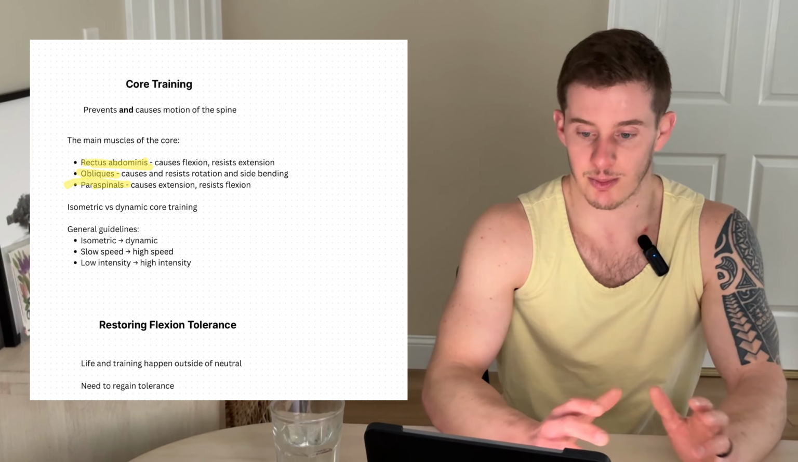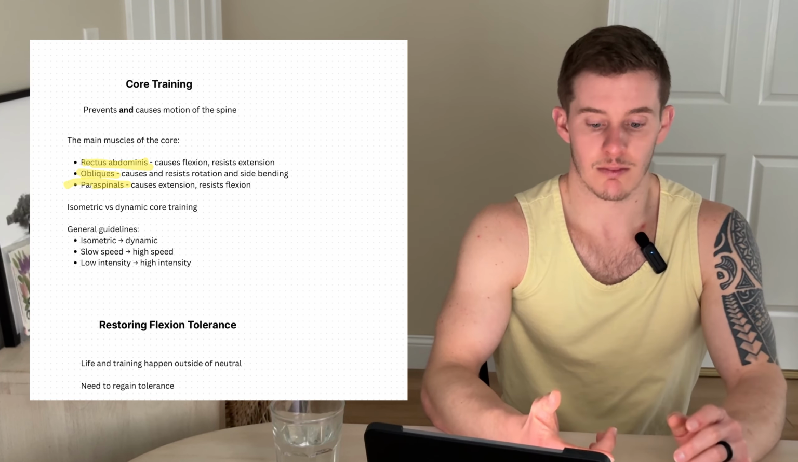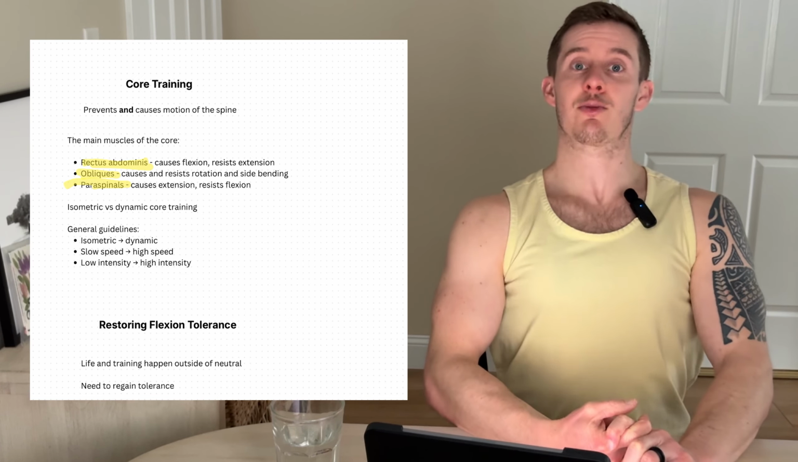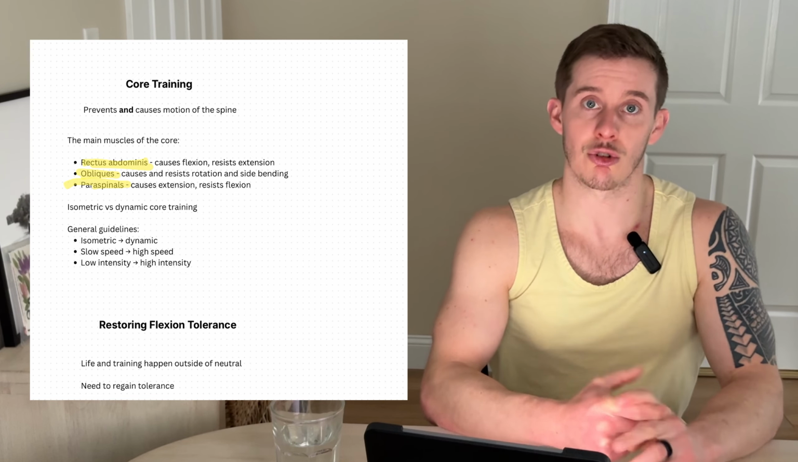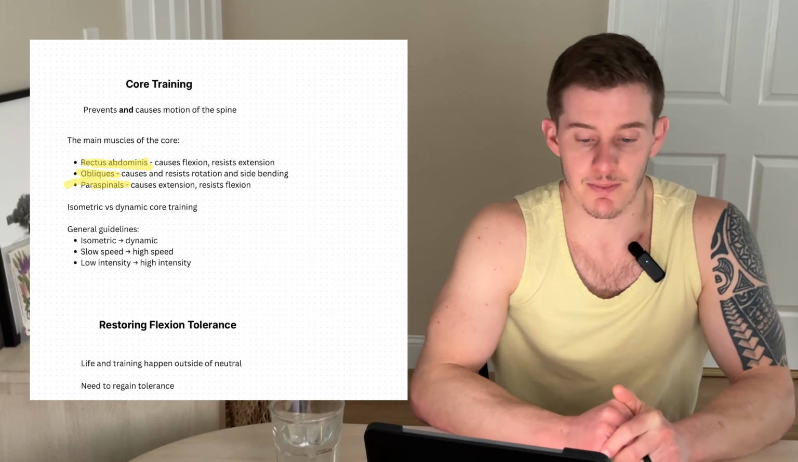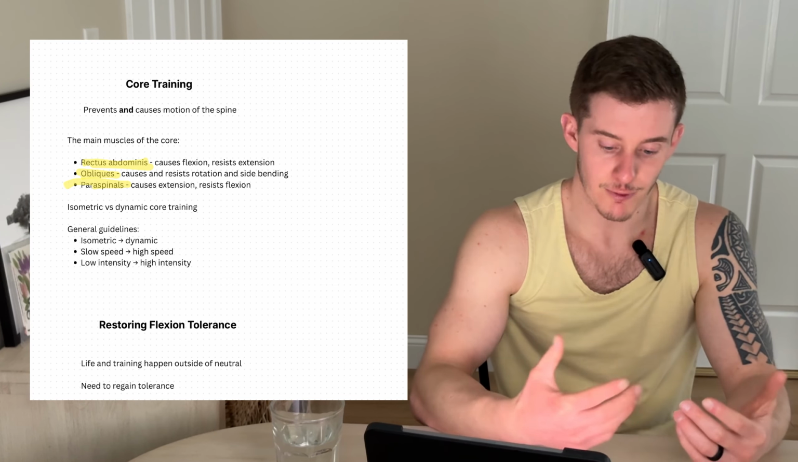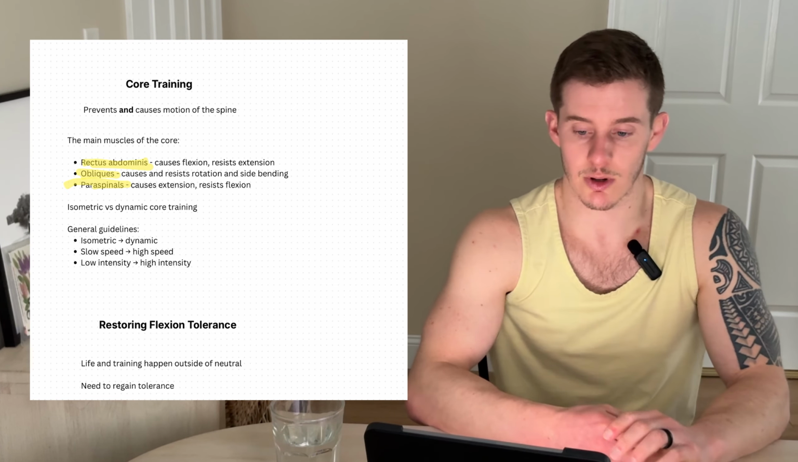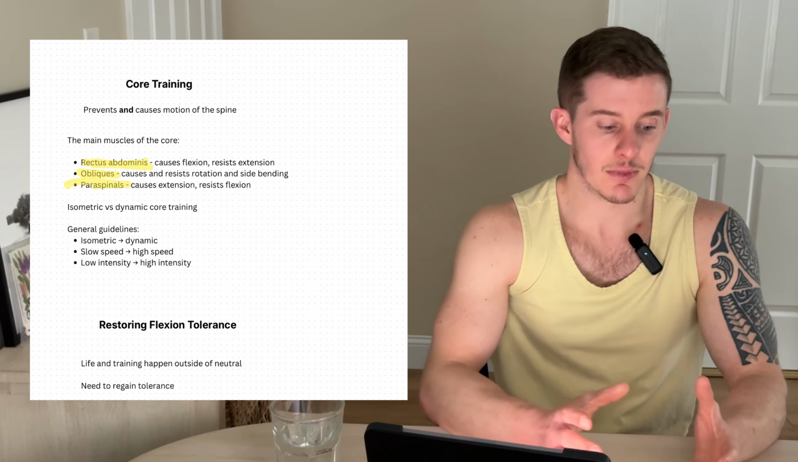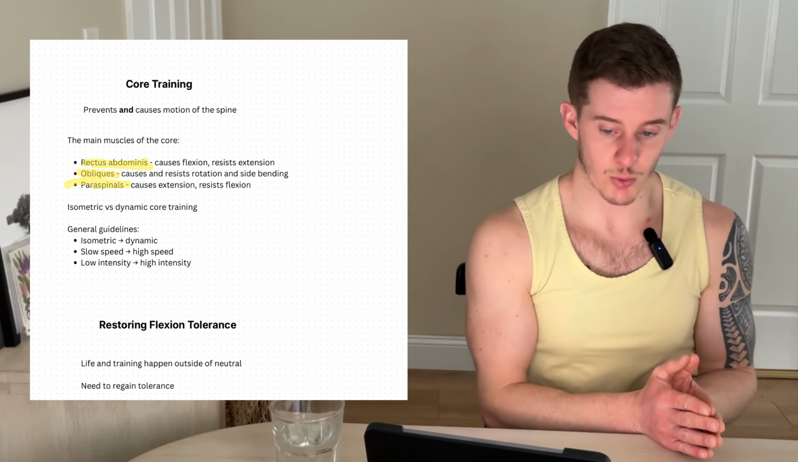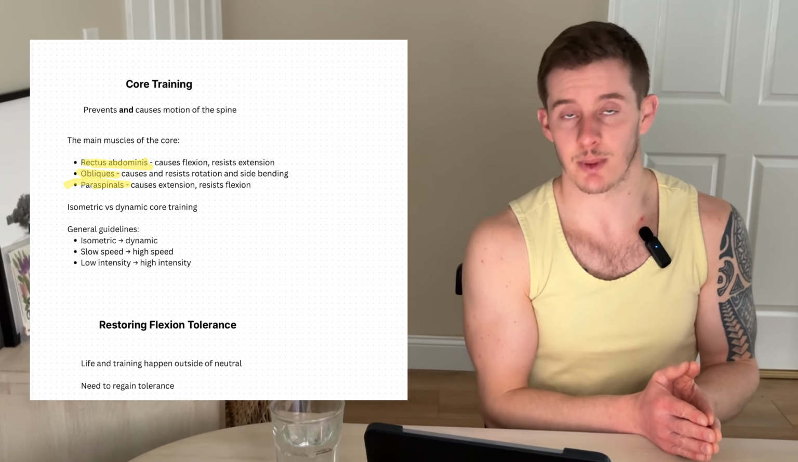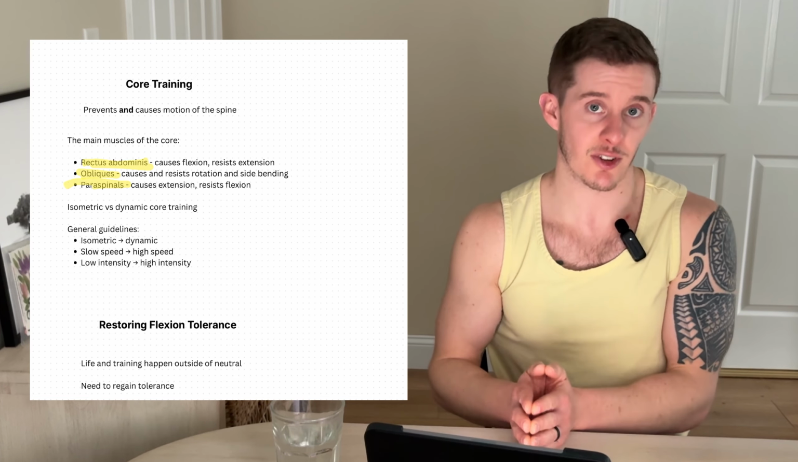And then lastly are the paraspinals, which mainly cause extension, or for you to arch your back, and they resist or control flexion, which is that rounding forward. So those are basically the functions of the core and the muscles of the core. Now, when it comes to training, you can do isometric work where you are preventing your spine from moving against some form of resistance.